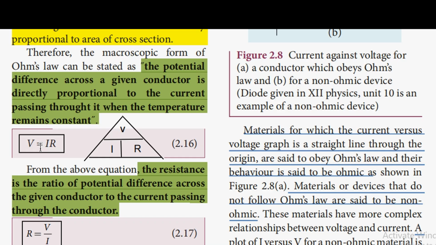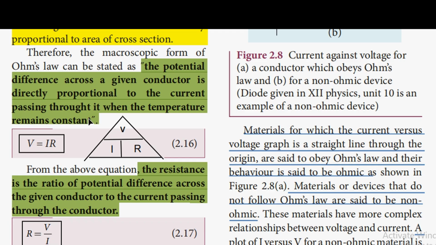The expression can be written as V equal to IR, which in another form can be written like this. You can draw a triangle like this and divide it into two. In the upper part we can write V, and in the lower part we can divide it into two. On the left hand side we can write I, and on the right hand side R. So if we want to find out V, we can write it as V equal to I into R, the lower part of the triangle.